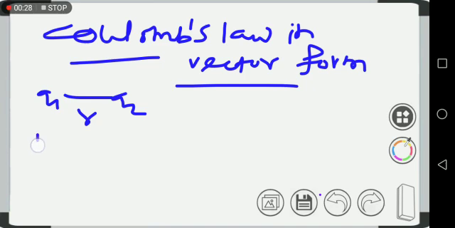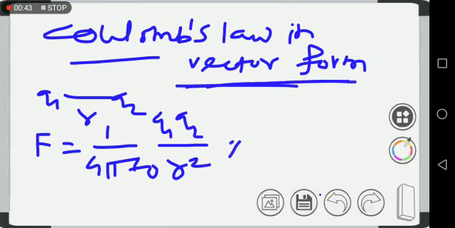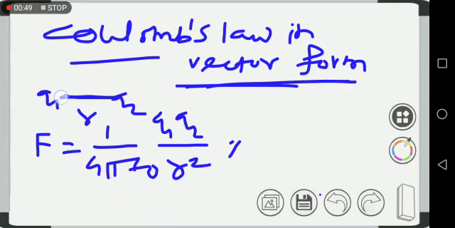This force, magnitude wise, is given as F equals 1 upon 4 pi epsilon naught q1 q2 upon r square. But what is the direction of this force? The direction of this force is defined by the vectorial form of Coulomb's force. The direction is given along the line, look here, I am highlighting the line with red color. This line along r joining the two charges, the direction is given.